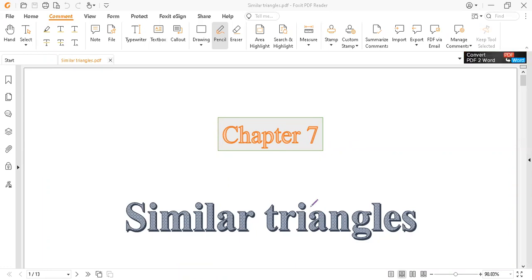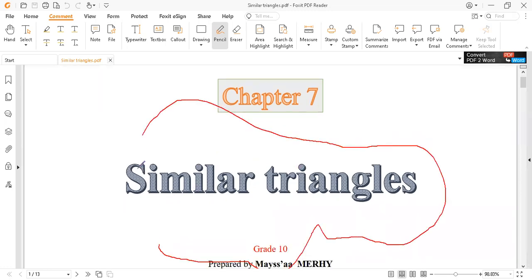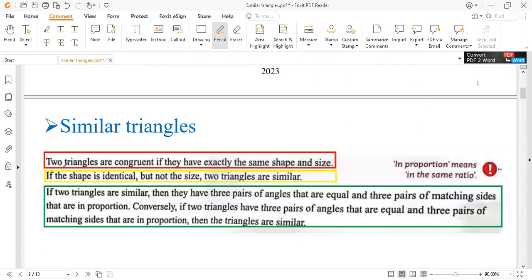Congruent triangles are triangles with the same shape and the same size. But when we talk about similar triangles, they are similar in shape, but not necessarily in size. So two triangles are congruent if they have exactly the same shape and size. And if the shape is identical but not the size, two triangles are similar. We say that the two triangles are in proportion.